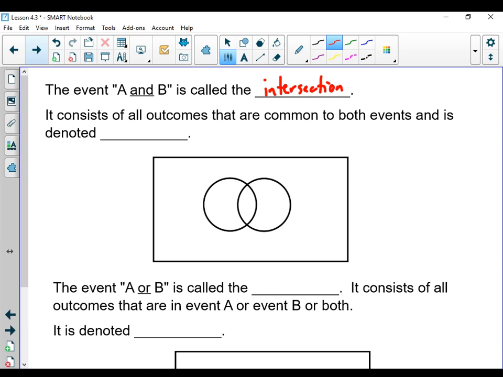That means we have all the outcomes that are common to both events. Some notation with that: intersection might be written this way, A intersects B, or it looks like it has an upside down U. As far as the Venn diagram, that would be talking about this section here, where they overlap.